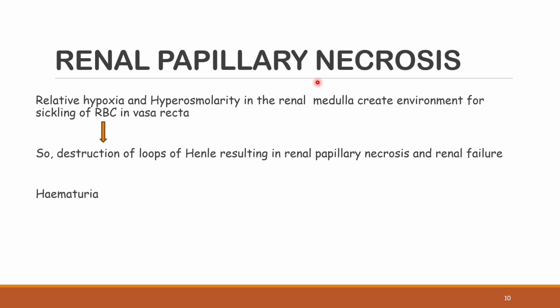If the renal papilla is affected, then there will be necrosis of the renal papilla. Now, why are renal papillae particularly affected by this disease? That's because of relative hypoxia and hyperosmolarity in the renal medulla. So it will create a suitable environment for the sickling of RBC in the vasa recta. Because of that, sickled RBC will develop. So it will ultimately lead to destruction of the loop of Henle because of necrosis, and it will manifest as renal papillary necrosis, and ultimately it will put the patient at risk of renal failure.